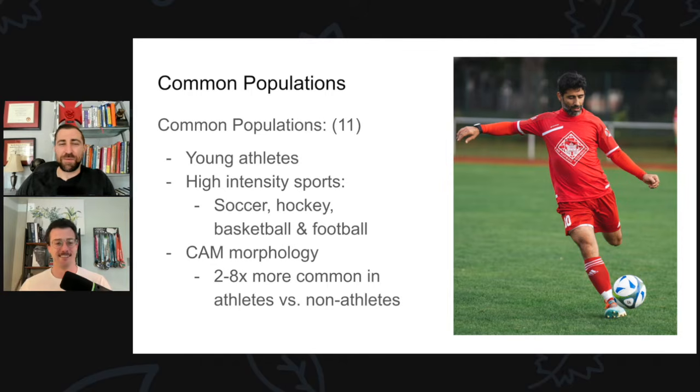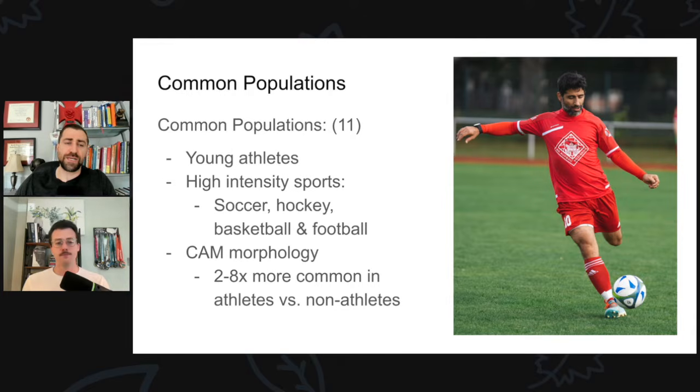All right, great. So, what common populations are you going to see FAI in? Generally speaking, it's in young athletes, and it's usually with high intensity sports. These are sports like soccer, hockey, basketball, and football. When I hear high intensity sports, I don't often think that's the best way to describe them, but I think these sports have a lot of cutting, pivoting, running. That's where you're going to see FAI, right?